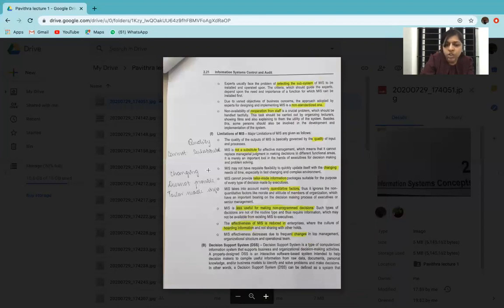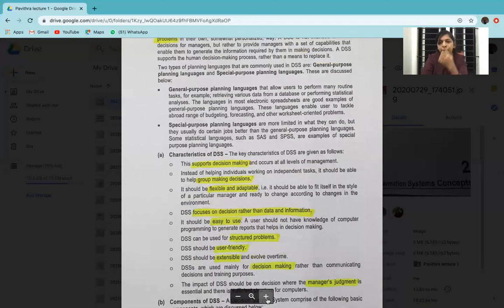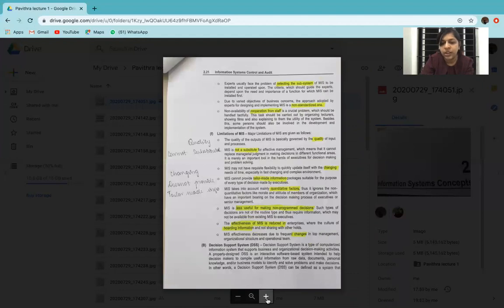Because we have all these limitations of MIS, it is important that we bring another key player inside, which we call a DSS, Decision Support System. So what is a decision support system? It is again a computerized information system for helping the management make decisions.